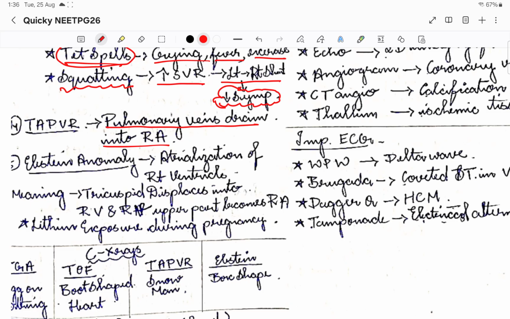Okay, so then what is the use? There is no blood at all in the left atrium. There is no blood at all in the left ventricle. So all the blood that is coming from the body and from the lungs is also pooling into the right atrium. Okay, so this is TAPVR.